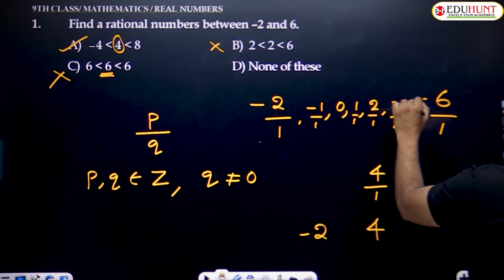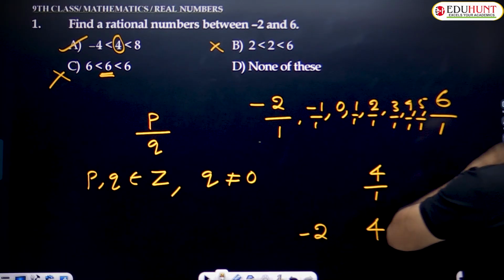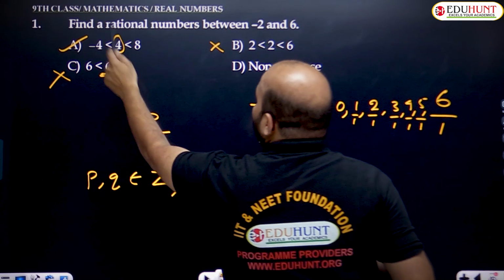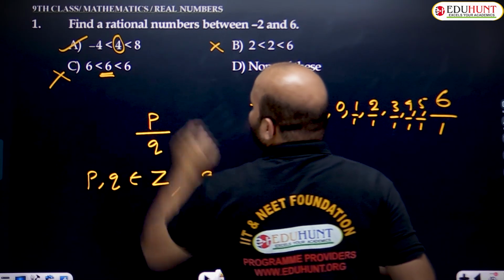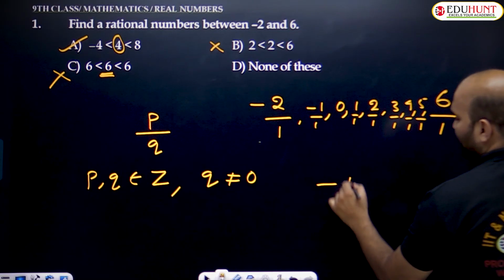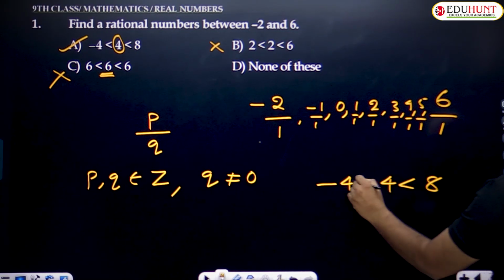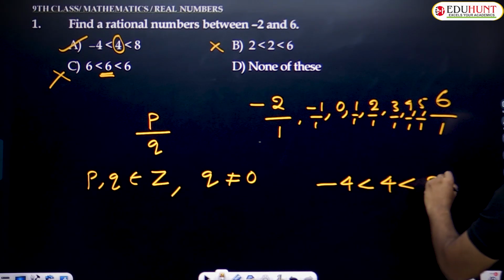So 4 is one of the numbers between -2 and 6. Clearly we need to understand. This number is always greater than -4 and less than 8. Here the extreme numbers are not important, because what I am given is -4 less than 4 and less than 8. So -4 is less than 4, nothing but 4 is greater than -4 and less than 8.